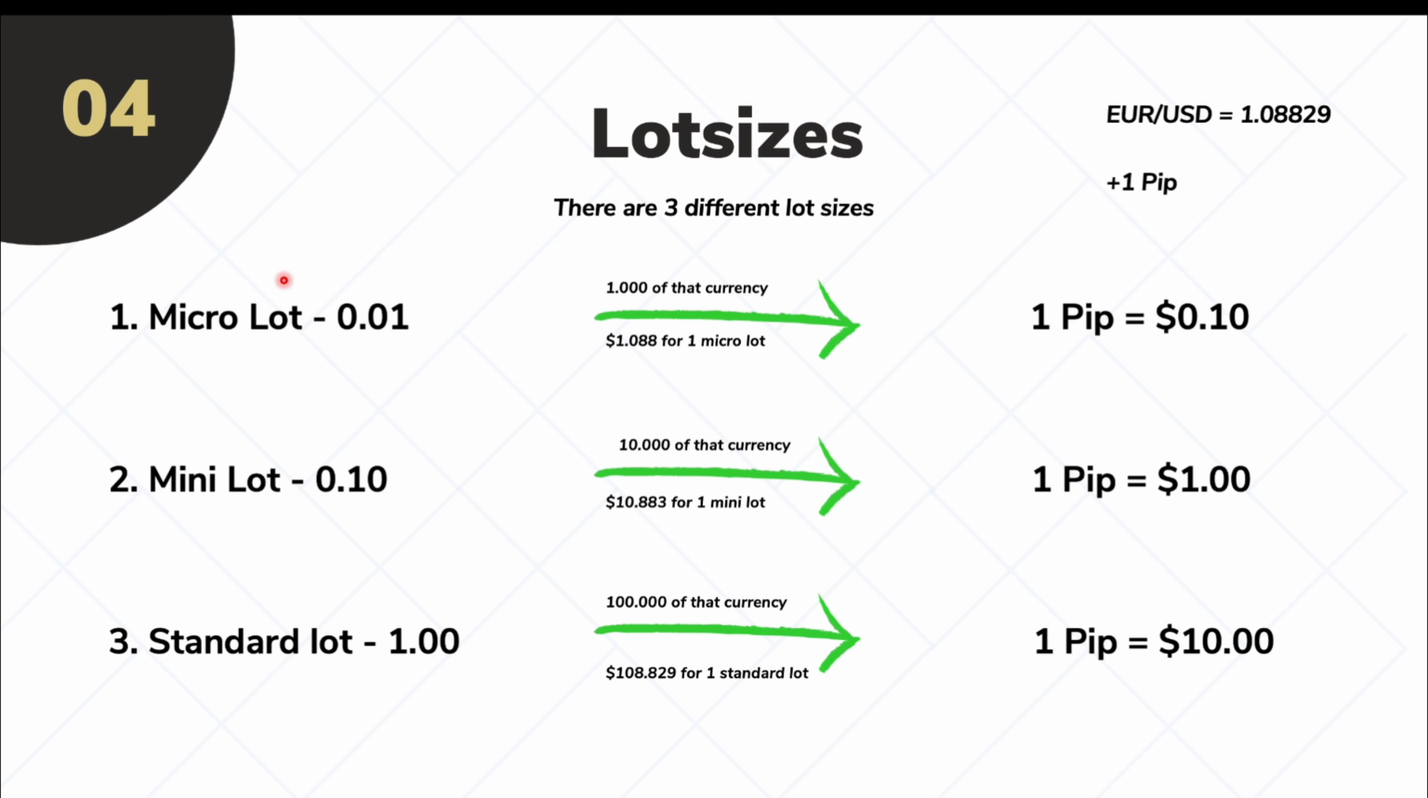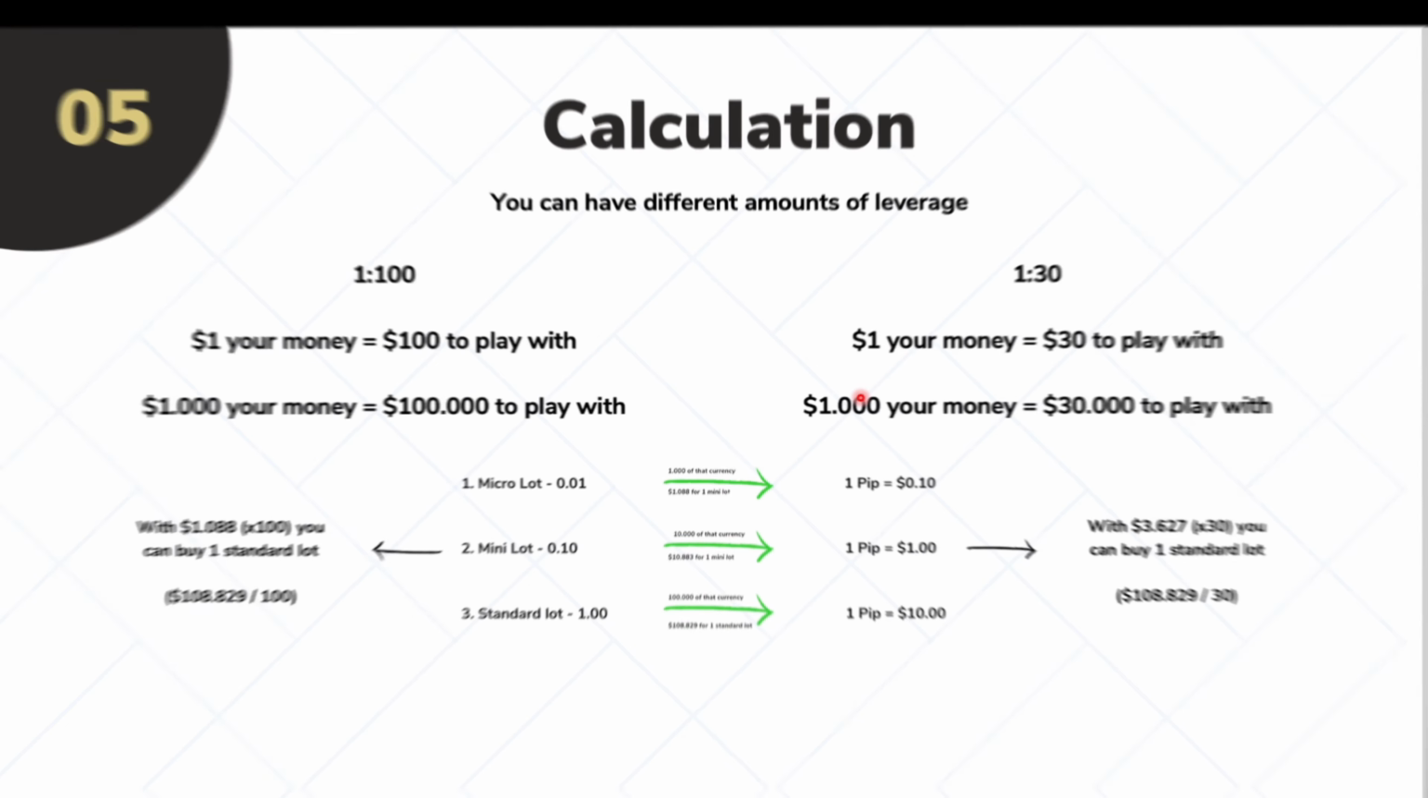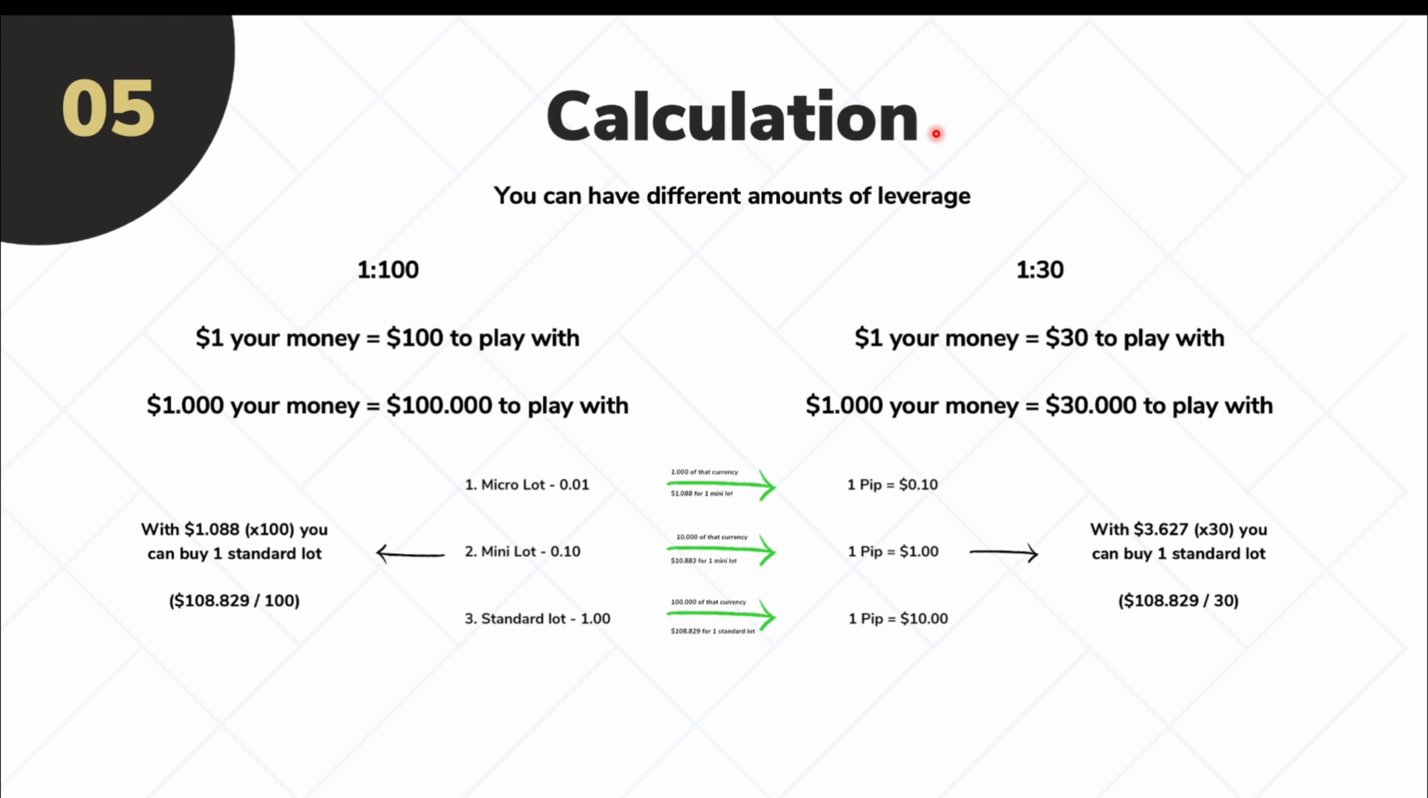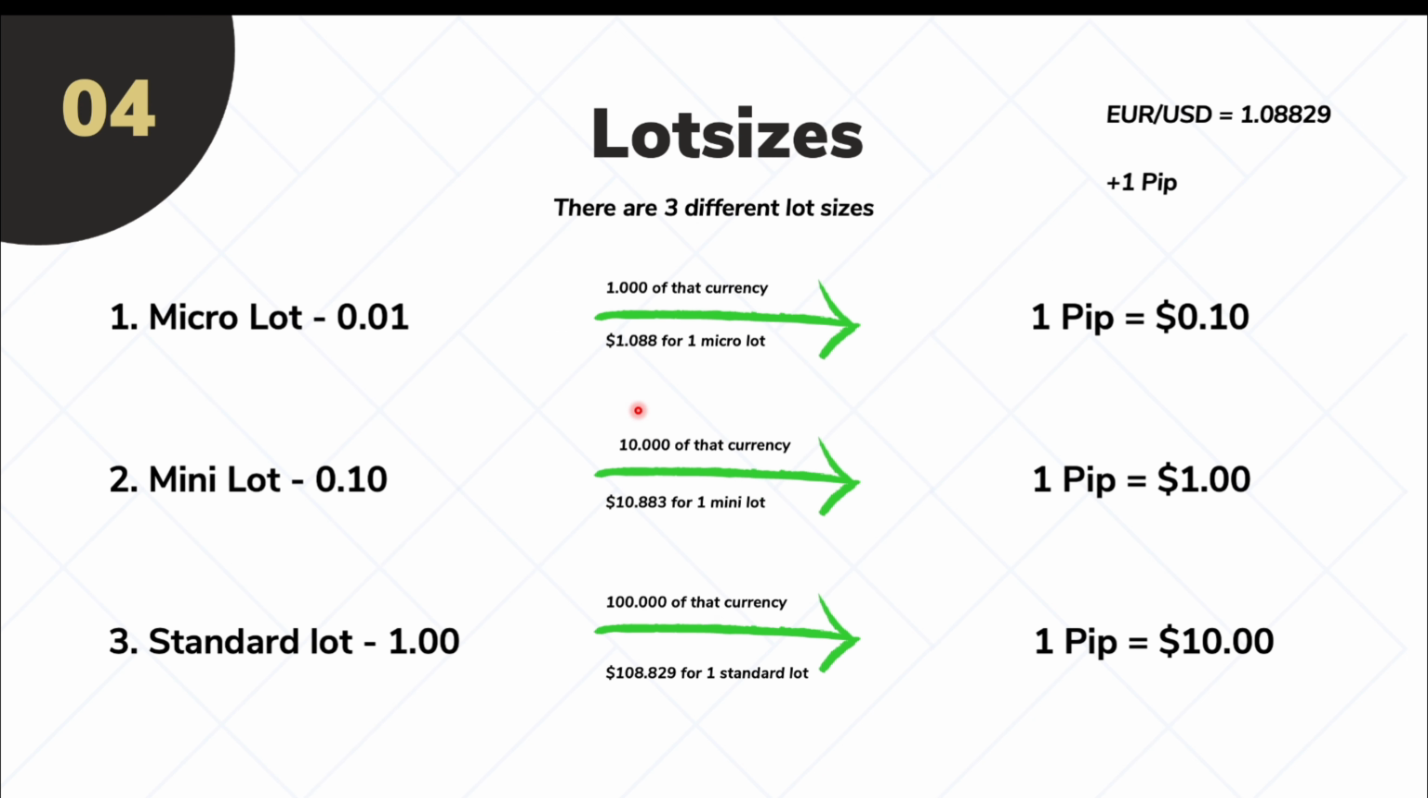Let's dive a little deeper into the calculation of this, because when you trade, you're going to have different amounts of leverage. We touched upon leverage earlier in the bootcamp. If you have a 1 to 100 leverage, that means for every $1 of your own, you get $100 to play with from your broker. If you have $1,000 of your own money, you can have 100,000 to play with. When we looked at buying one standard lot, we need over 100,000.